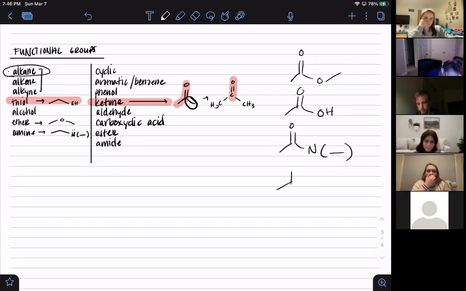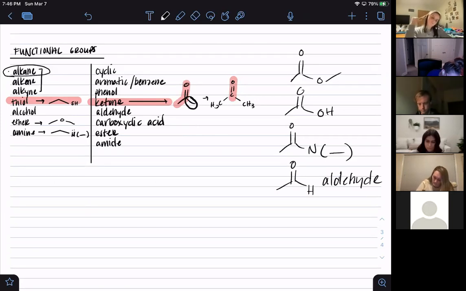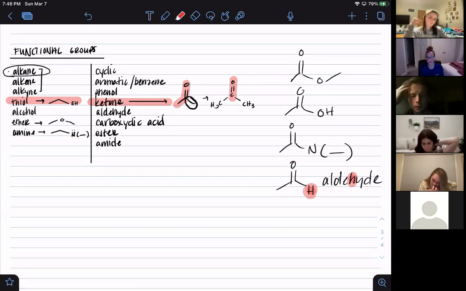Aldehyde. Aldehydes and ketones are the only two that students get messed up the most on, and here's how I remembered an aldehyde. H. He has to have that H on there. There is no carbon and then something, it's just an H. You have to have that on there. That's how he's different from a ketone. And the others we covered.